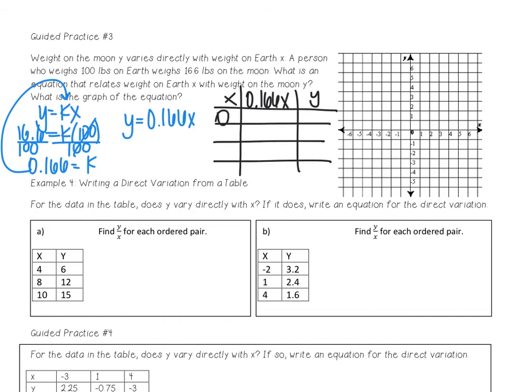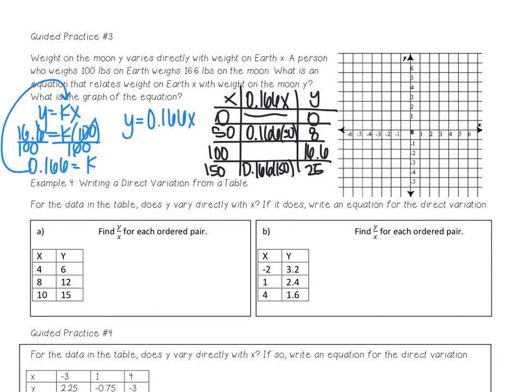Okay, let's say I weighed 0 pounds on Earth. I don't really need to do the middle because 0.166 times 0 is 0. Let's say I weighed 50 pounds on Earth. That's 0.166 times 50, which is 8.3. I'm going to say about 8. We already know if I weigh 100 pounds, that's going to be 16.6. Let's do 150. So that's going to be 0.166 times 150, which is 24.9. So I'm going to say about 25.